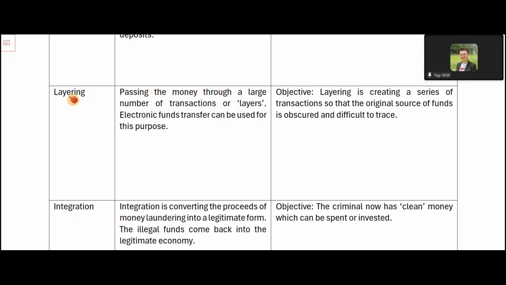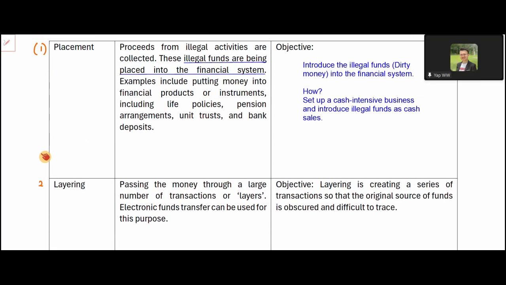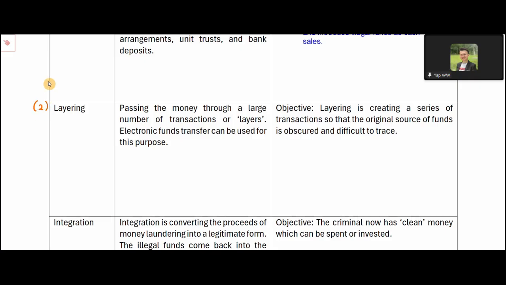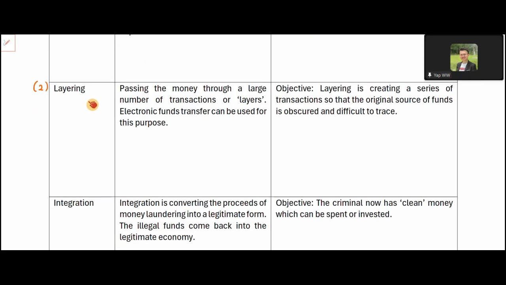Next step, layering. Layering is the second step in money laundering. If the dirty money has been placed into the financial systems, and then the owner just treats this amount as his own money, he will get caught because he didn't do layering. Now, layering is one of the most important processes among the three, where it will involve creating a series of transactions so that the original source of funds becomes very difficult to trace.